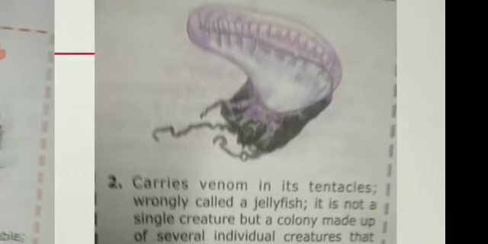This is sea cucumber. You can write down from the help box. The second one, it carries venom in its tentacles. You can see the hair-like growths, the tentacles, and it has venom in it. Venom means poison, and sometimes it is mistaken for jellyfish, but it is not jellyfish, and it is not a single creature.